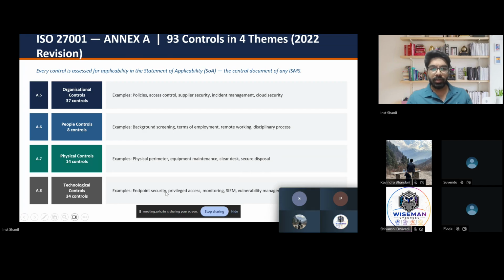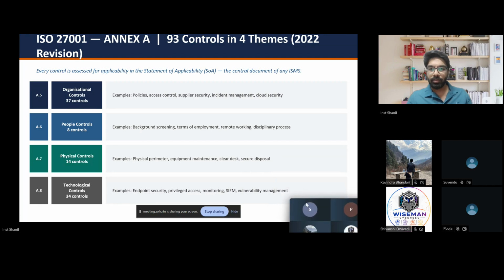Then come the technological controls. Some of the examples are endpoint security, privileged access, monitoring, SIEM, vulnerability management. So these are some of the examples of technological controls. As you can see, most of the controls fall under organizational and technological, and there are a few controls under the people and physical sections.